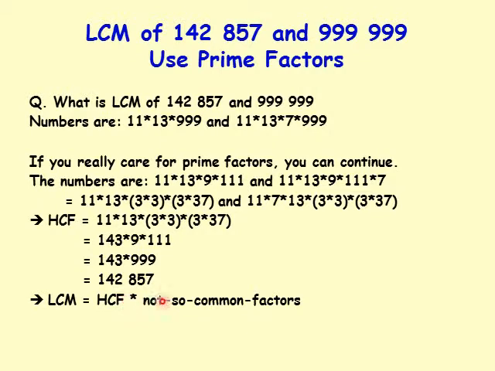Now LCM. LCM is HCF times not so common factors, and only one factor is not so common, which is 7. So 142,857 times 7 is equal to 999,999, and that is my second number. The HCF of these two numbers is the first number, 142,857, and the LCM of these two numbers is the second number, which is 999,999. Let us continue.